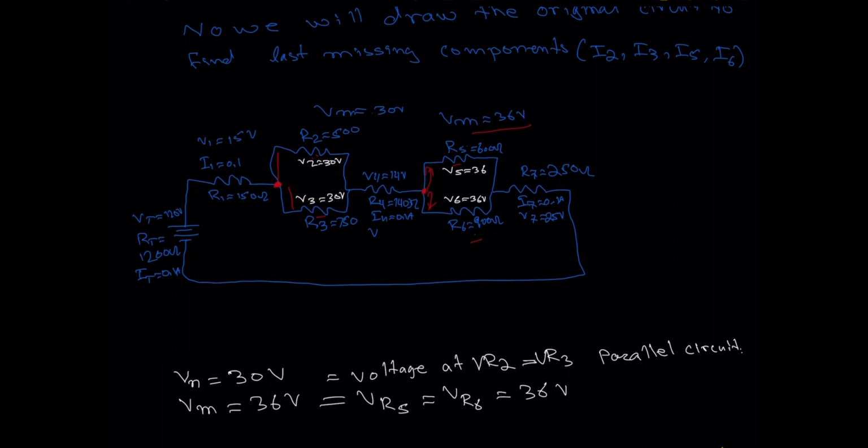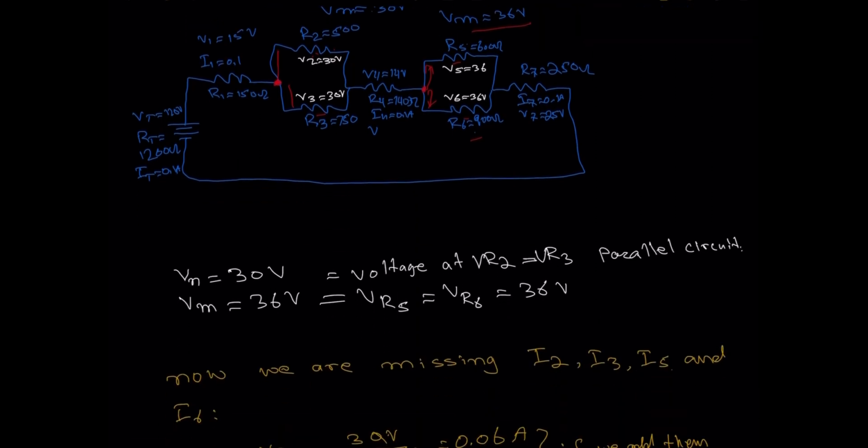Now we have R5 and R6 and R2 and R3. They are parallel branches. That's why the current goes, however many resistors there are, it will be divided between them. So yes, Vn is 30 volt, and that will be equal voltage: the voltage at VR2 is equal to the voltage at VR3. So this voltage and this voltage should be the same because it's a parallel circuit. Same is true for Vm.